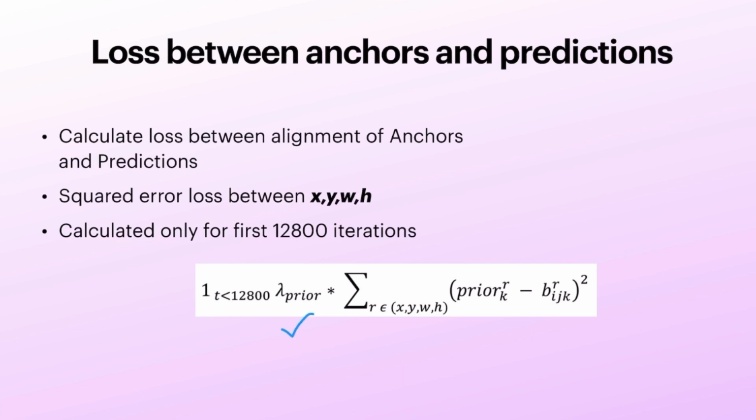This is with respect to the anchor priors. So we are actually calculating the loss for the alignment of anchor boxes with respect to the predictions. So here prior means anchor box. So we are calculating the squared difference between the anchor box and the box prediction from the network. But this we are not doing for all the iterations. We are only doing it for the starting 12,000 iterations. After this, the loss will not be calculated.